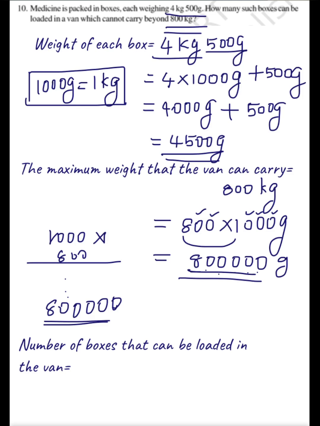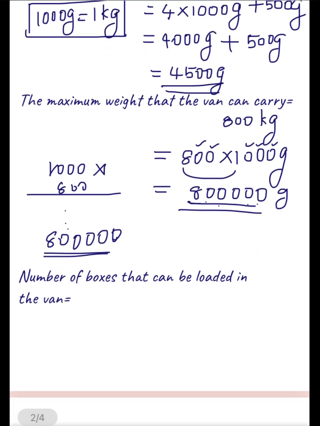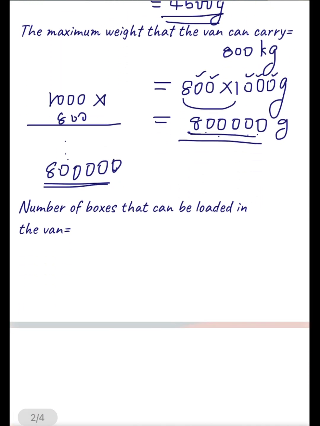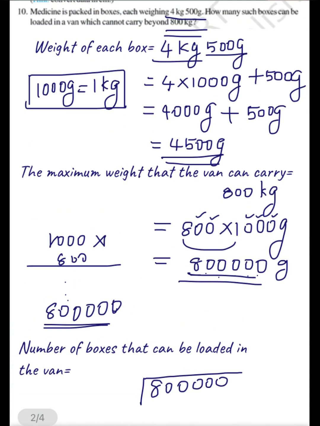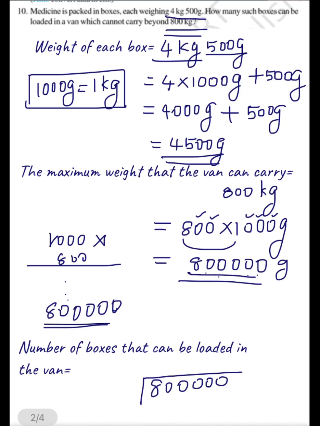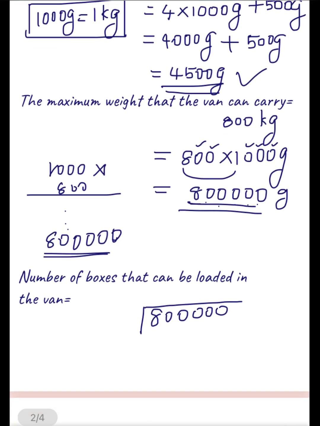So how will you find this? How will you find the number of boxes that can be loaded in the van? You just need to divide the maximum weight, that is 8 lakh, by the weight of each box. What is the weight of each box? That is 4500. 4500 is the weight of each box. So you need to divide this 8 lakh by 4500.